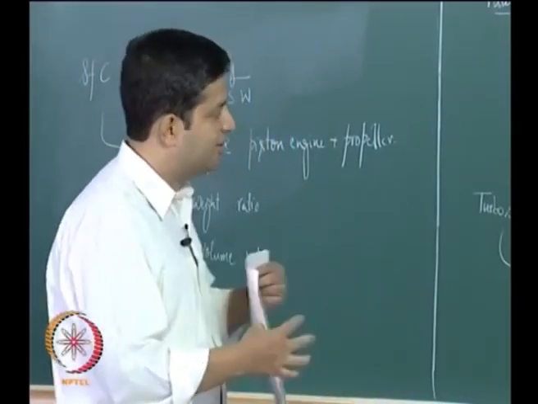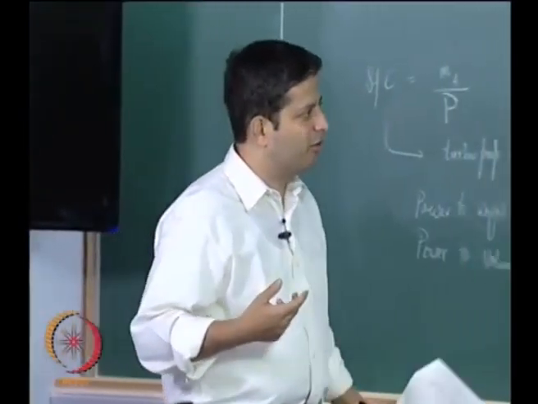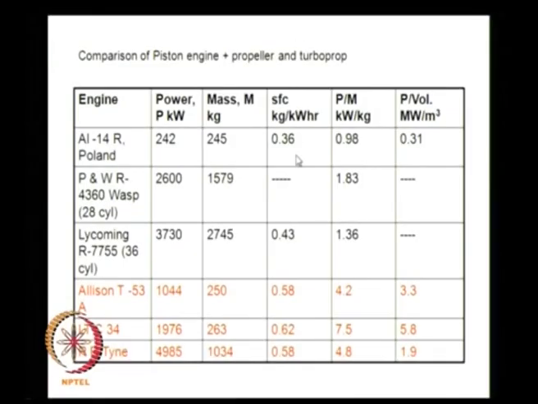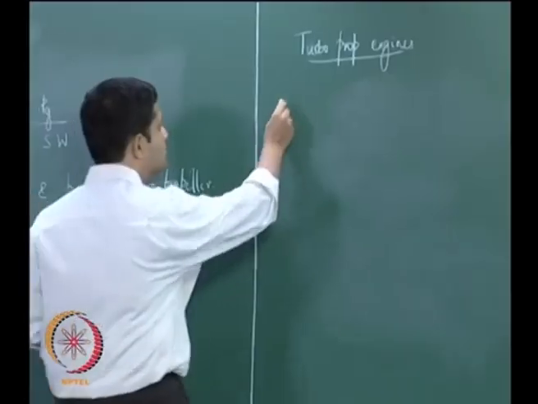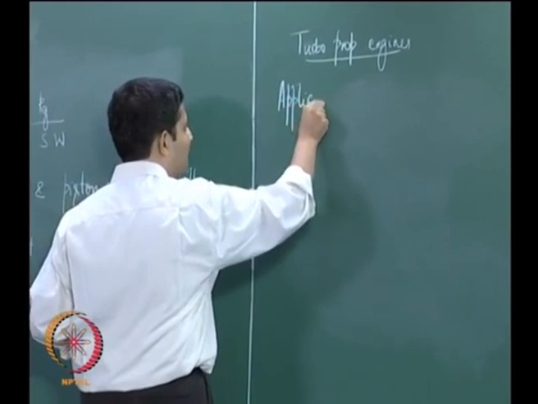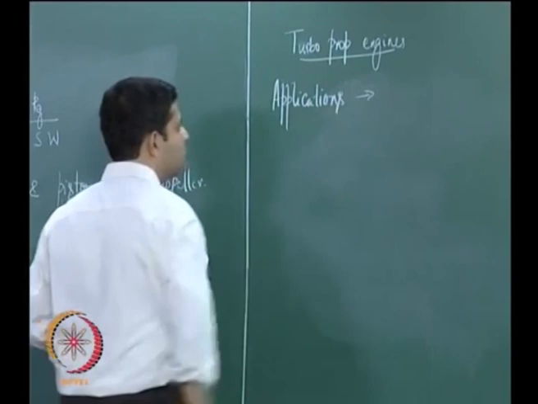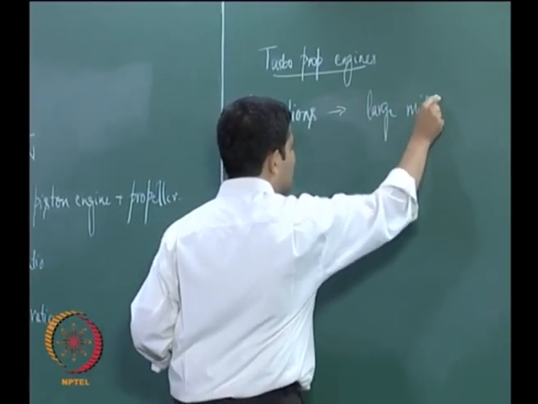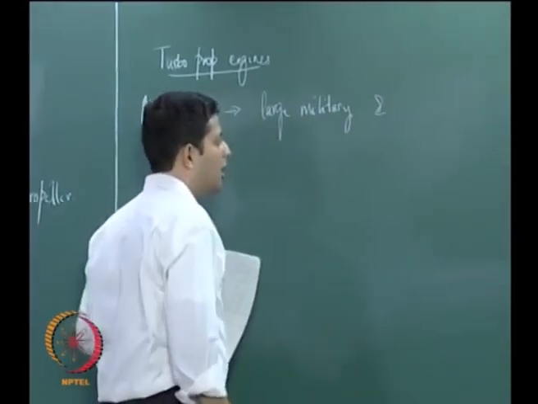And as I said, because of this phenomenal advantage, the IC engine or the piston engine plus propeller lost out, and you are only left with turboprops. And turboprops have an application in large military and civilian transport.